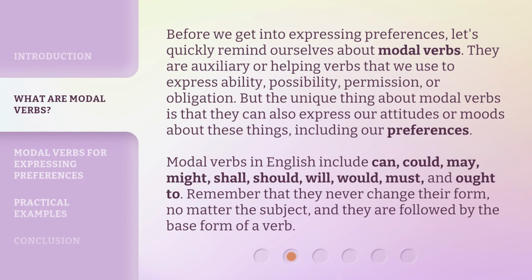Before we get into expressing preferences, let's quickly remind ourselves about modal verbs. They are auxiliary or helping verbs that we use to express ability, possibility, permission, or obligation. But the unique thing about modal verbs is that they can also express our attitudes or moods about these things, including our preferences. Modal verbs in English include can, could, may, might, shall, should, will, would, must, and ought to. Remember that they never change their form, no matter the subject, and they are followed by the base form of a verb.